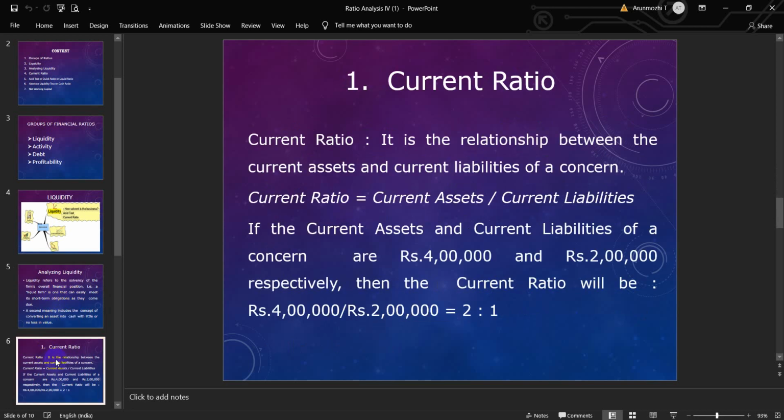Current ratio, which we pass on to, is a relationship between the current assets and current liabilities of a concern. Current ratio is equal to current assets divided by current liabilities. If the current assets and current liabilities of a concern are 4 lakh and 2 lakh respectively, then the ratio will be 4 lakh divided by 2 lakh, which is 2:1.